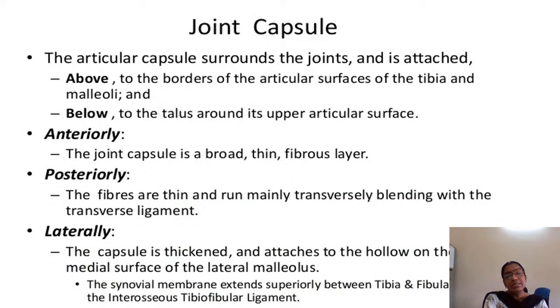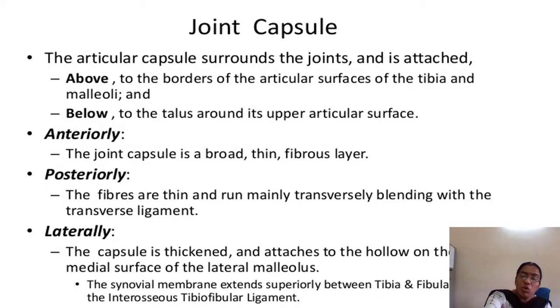Yes. The capsule is thickened laterally. The whole of this is within the fibrous capsule, which is lined by a membrane called the synovial membrane. It extends superiorly between the tibia and fibula, up to the interosseous ligament, because between the tibia and fibula there is a membrane called the interosseous membrane. So this will be extending up to the interosseous tibiofibular ligament.